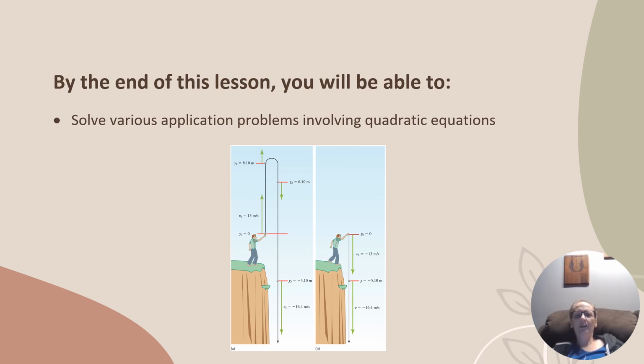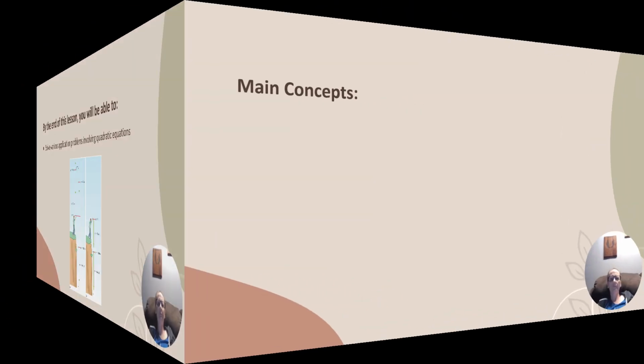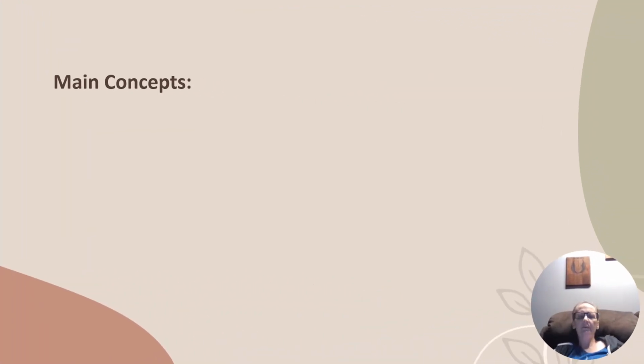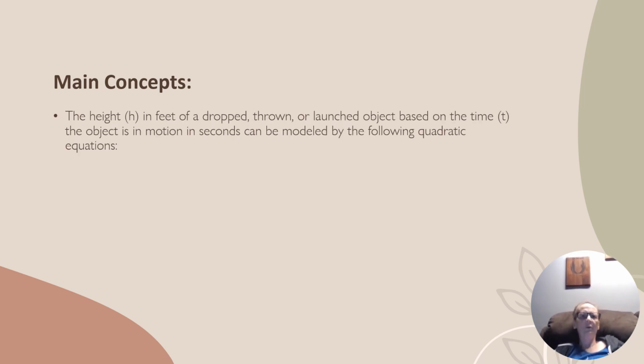There's a diagram down here of one of them, which involves throwing an object and dropping an object. Our main concepts for the day are the formulas for the thrown or dropped objects. The height in feet, h, of a dropped, thrown, or launched object based on the time, t, the object is in motion in seconds, can be modeled by the following quadratic equations. I don't need you to memorize these, but you do need to know what the letters mean.